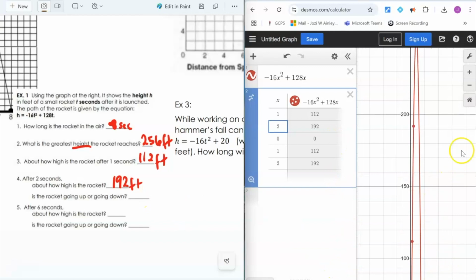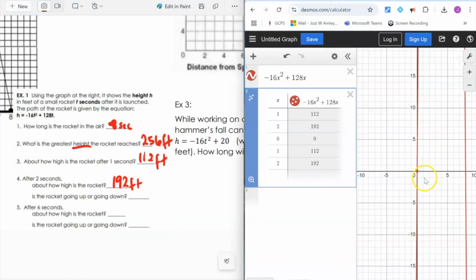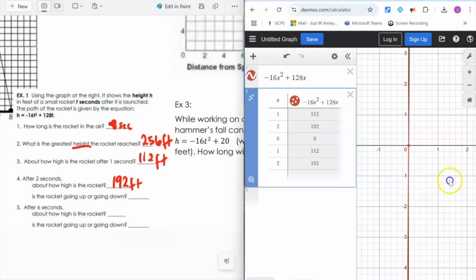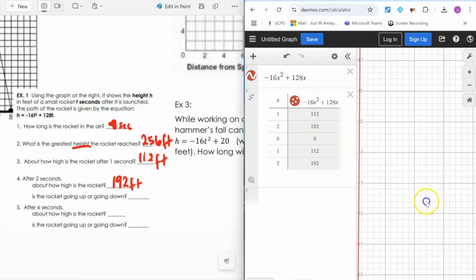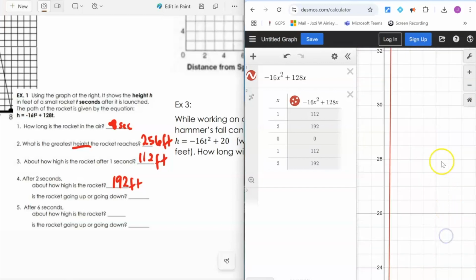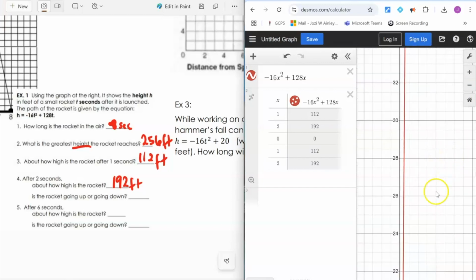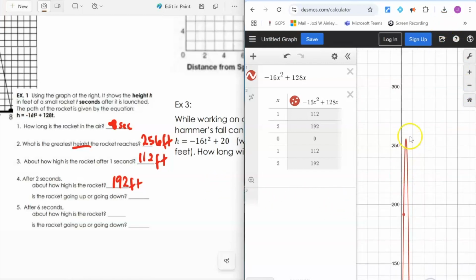So let's go look. All right, so I'm going to press home real quick so I can zoom in. At 2 seconds, it's right here. So let's go find it at that point. And it looks like it's really going up. It's really going up because when does it start turning? It turns at the vertex, right? So if I come right here and I click here, you'll see it's 4 seconds, it's going to start going down. So at 2 seconds, it's going up.